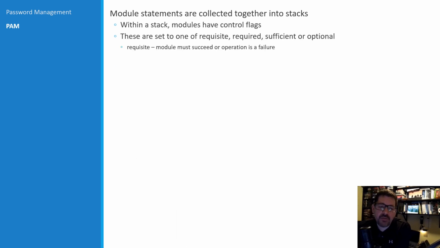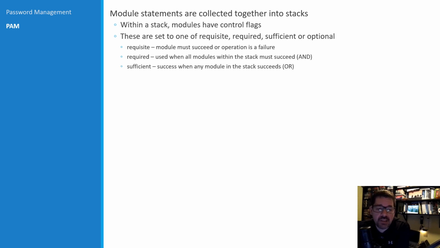They can have one of 4 types. They could be requisite, required, sufficient, optional. Requisite means that the module must succeed or the operation is a failure. Required means it's used when all the modules within the stack must succeed, right? So everything within that individual stack has to work or else it's going to fail. Sufficient means success with any one module. So that's like an or statement.